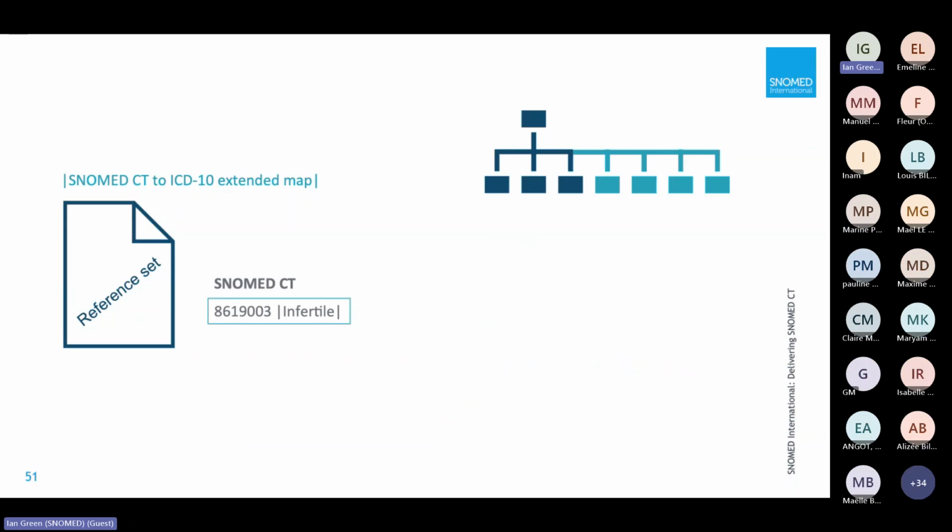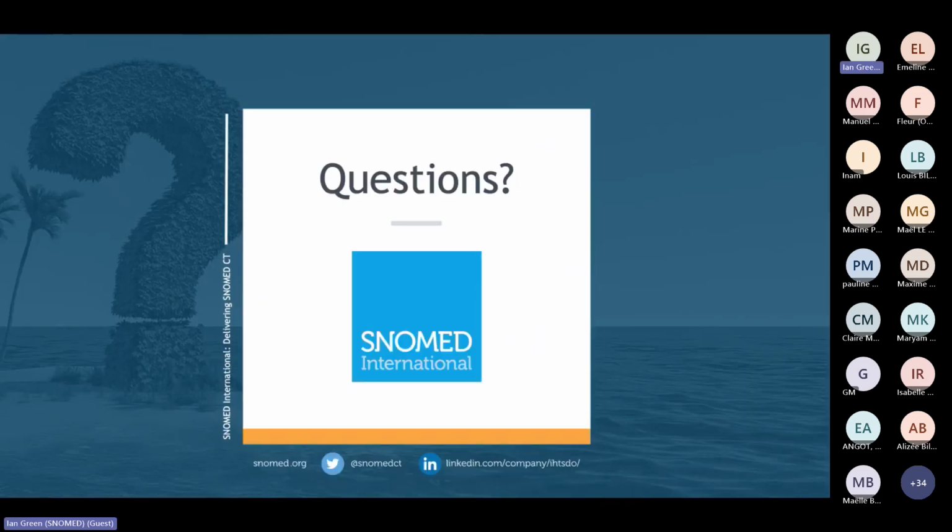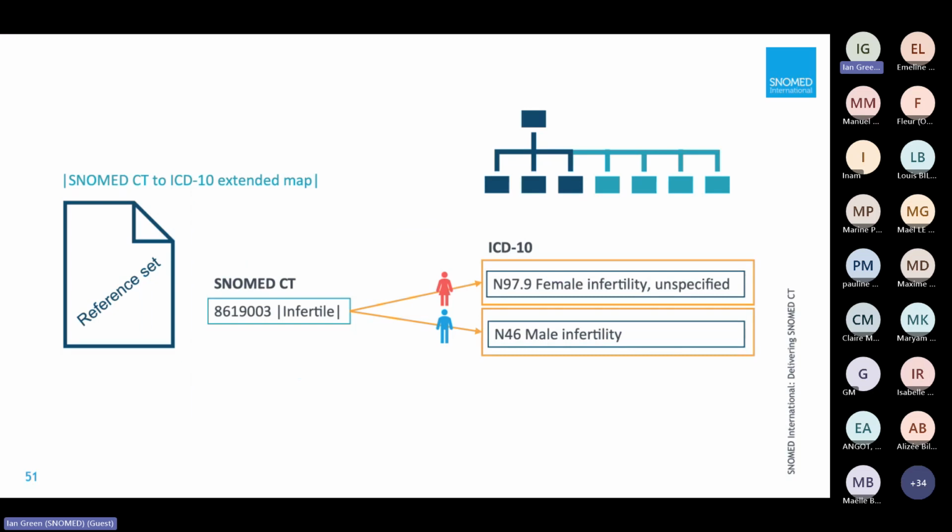To give you a practical example of that, we have a code in SNOMED called infertile. In ICD, there's female infertility and male infertility. You need to know which way round it is, I would suggest. Or it depends on where you want to go with that one. I'm going to stop there. So that's a rapid tour of everything else that you need to know.